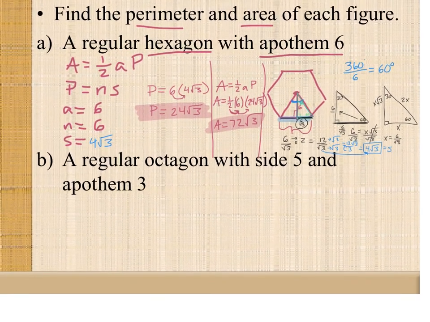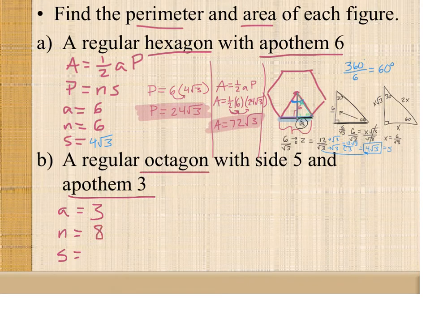Next, we need to find the area and perimeter of a regular octagon with side 5 and apothem 3. So we need to find our apothem, our number of sides, and our side length. So these are the 3 things that you always need to find when trying to find the area and perimeter of a regular polygon. So our apothem, it tells us it's 3. Our number of sides, it says that it's an octagon, and we know octagon has 8 sides, and our side length is 5. So here, everything's given to us, thank goodness.